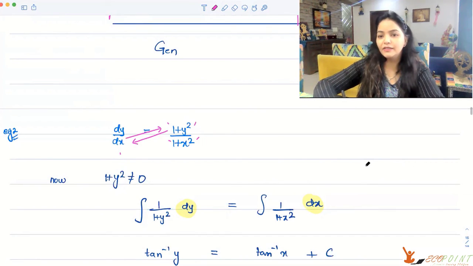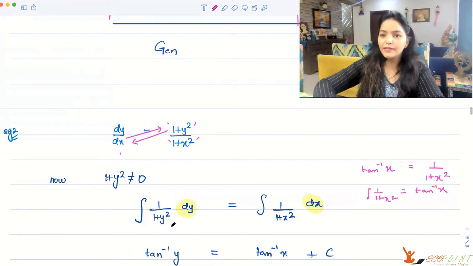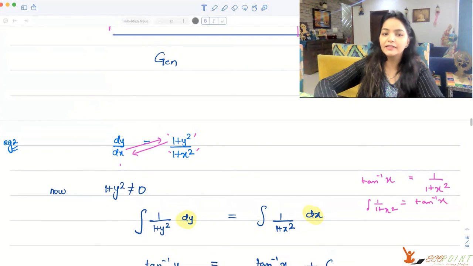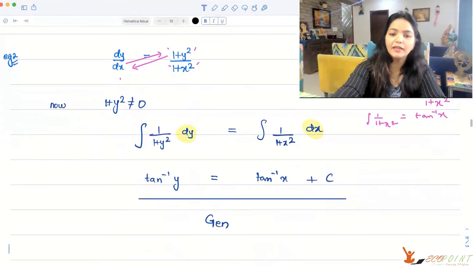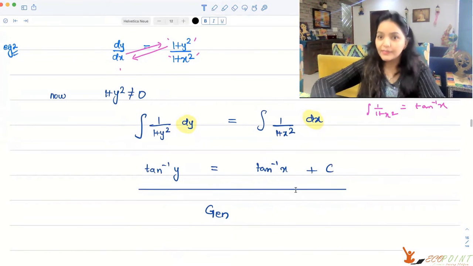Basically, if you remember, the derivative of tan inverse x is 1 upon 1 plus x square. Hence the integral of 1 upon 1 plus x square is tan inverse x. So 1 upon 1 plus y square gives tan inverse y, and 1 upon 1 plus x square on the other side gives tan inverse x. So tan inverse y equals tan inverse x plus a constant c.